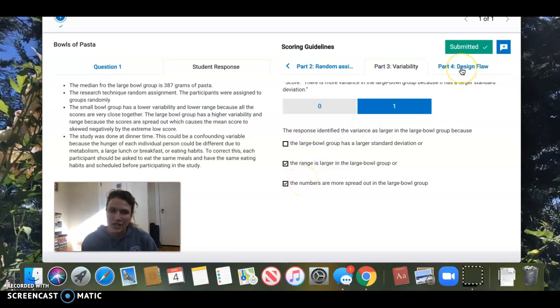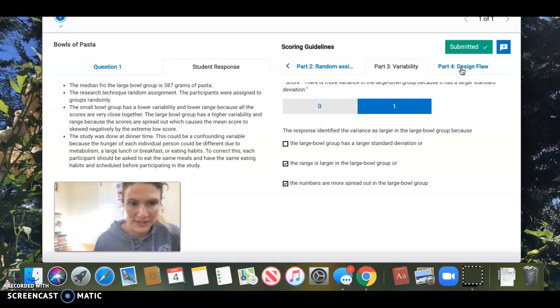And then the last question asks you to identify a design flaw in the experiment. A lot of you mentioned the same one as the student, which is why I chose his response. So you said the study was done at dinner time, and this could be a confounding variable because the hunger of each individual person could be different due to metabolism, a large breakfast or lunch, or eating habits. To correct this, each participant should be asked to eat the same meals and have the same eating habits and schedule before participating in the study. So I think this is a really great answer.